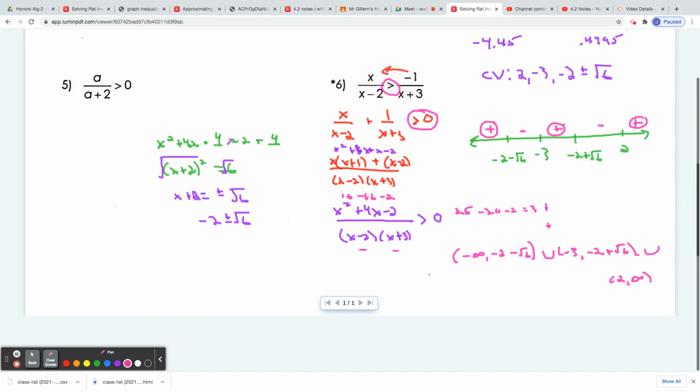Now, don't stress too much about the completing the square part. As long as you're understanding the process of how to go through and do each step and do the interval testing, you'll be fine.